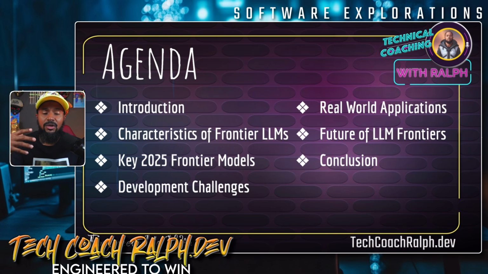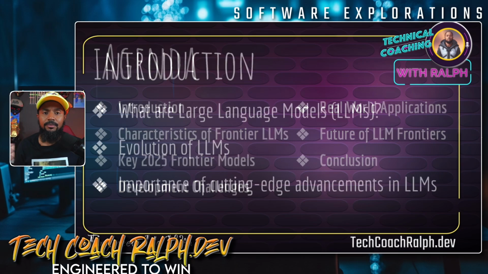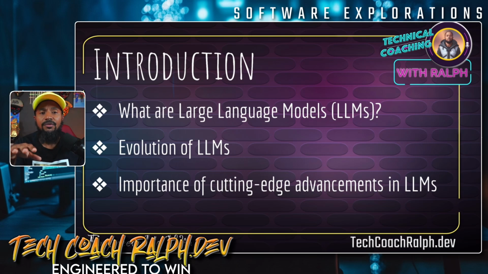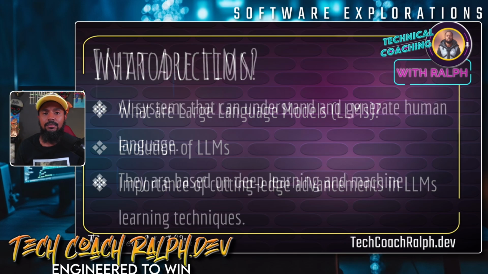So for me, the best way to learn is to actually implement it, but it's very important that we have a good understanding of what we're getting into, and that's why I want to break down the frontier language models today, right? Large language models today. So let's get to it. So we're going to cover in our introduction a quick recap. What are large language models, LLMs? We're going to talk about the evolution of large language models, the importance of cutting edge advancements in large language models, and then we can actually get into these frontier models.